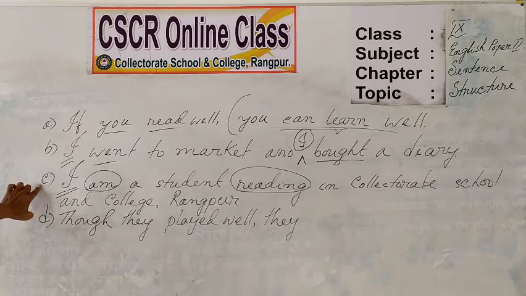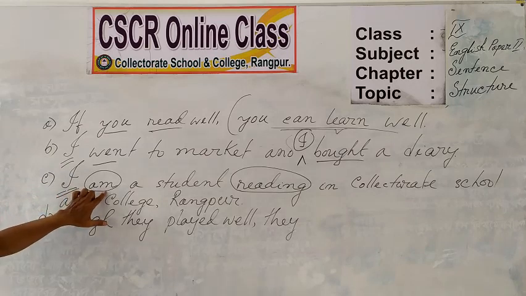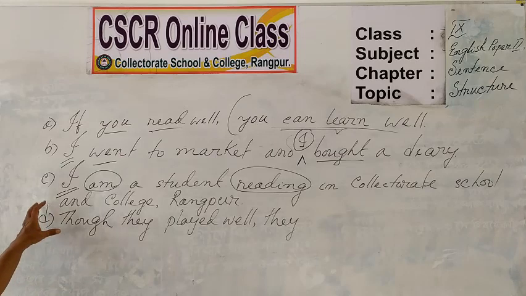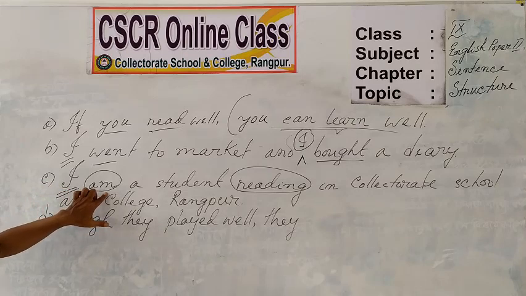Look at sentence C. I am a student reading in Collectorate School and College, Rangpur. Dear students, here is only one subject, I, and only one finite verb, am. Another verb, reading, is not a finite verb, it is a non-finite verb. As it has only one subject and only one finite verb, it is called a simple sentence.